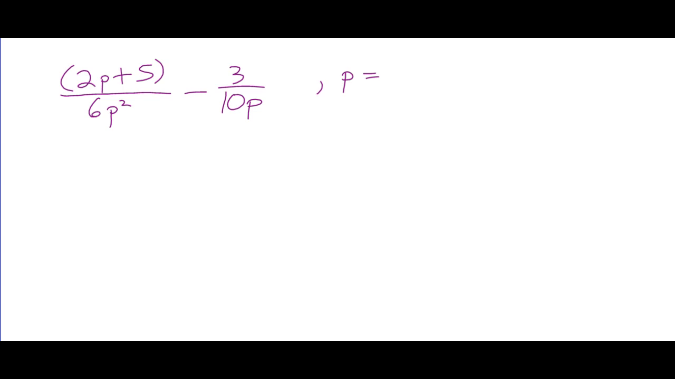So start off with the usual. Okay, so P can't be 0. What's my LCD? So if I want to figure out the LCD, what I do is I take the bigger number and I start taking multiples of it. So does 6 go into 10? Nope. 6 go into 20? Nope. 6 go into 30? Yep. Okay, so 30 is it, right?